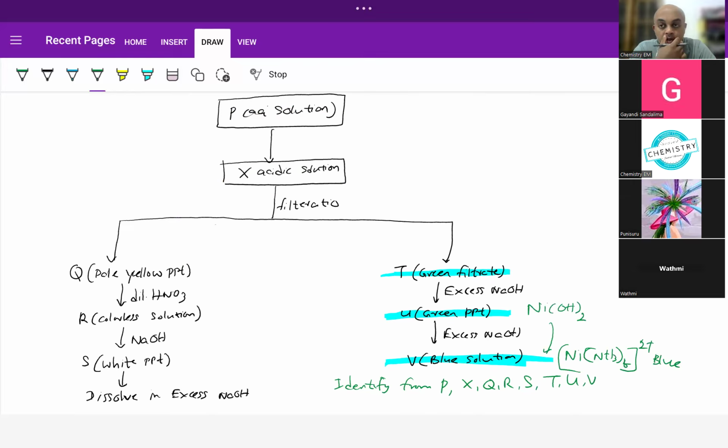This is not 4 ammonia, that should be 6, right? With excess OH minus ions also, this is creating a blue solution in Ni2 plus ions with excess OH minus ions. So this should be something that you have Ni2 plus ions. We need to find what it is. Still, we don't know what it is, right? Okay.